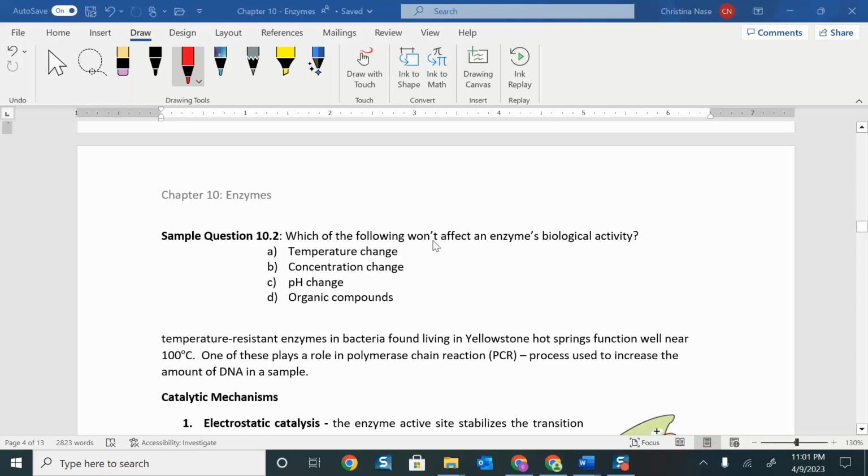So which of the following won't affect the enzyme's biological activity? So we said temperature changes will affect things. pH, we said pH will affect things. And then of course if you need an organic compound and it's not there, if you need a cofactor or coenzyme, you need that present as well. So the thing that doesn't really affect stuff is going to be the concentration changes, and we don't have to worry about that too much, but temperature, pressure, and the presence of organic compounds, that's going to be important.